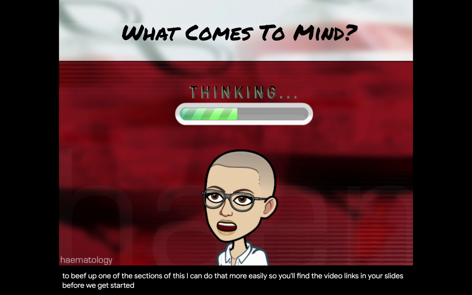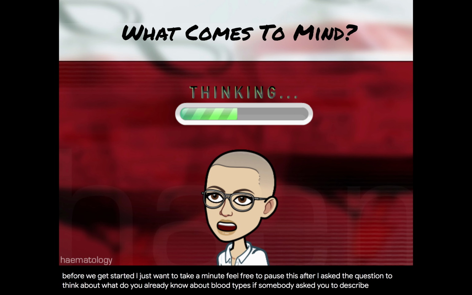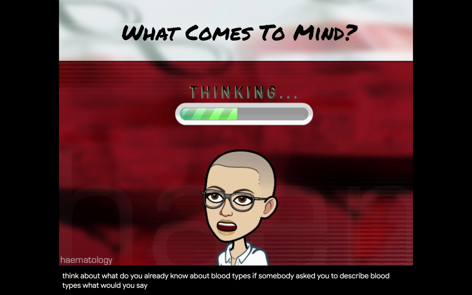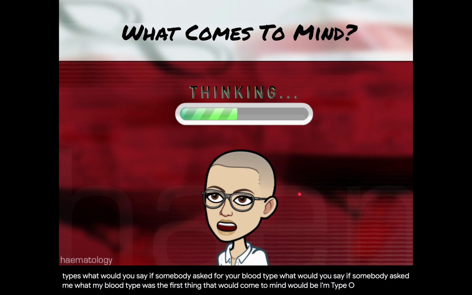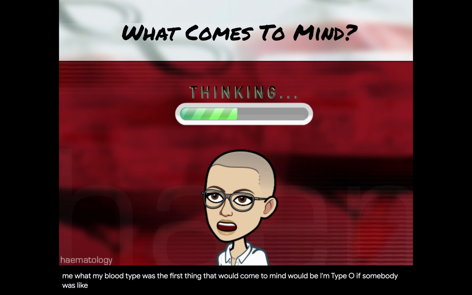Before we get started, I just want to take a minute, feel free to pause this after I ask the question, to think about what do you already know about blood types? If somebody asked you to describe blood types, what would you say? If somebody asked for your blood type, what would you say? If somebody asked me what my blood type was, the first thing that would come to mind would be I'm type O. If somebody was like, well, that's not specific enough, I'd be like, okay, fine, I'm O positive because I have the Rh factor as well.